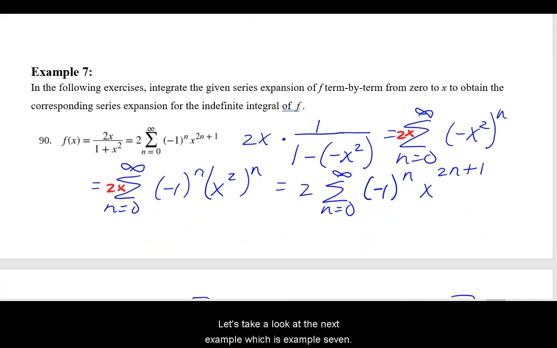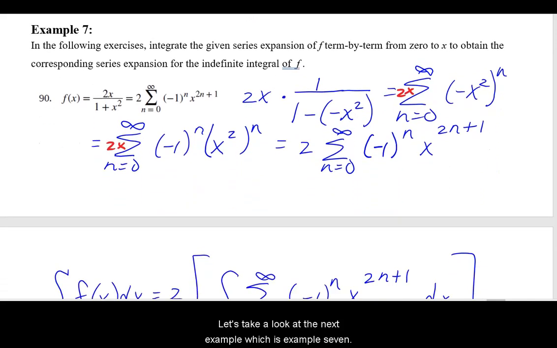Let's take a look at the next example, which is example 7. In example 7, we are to integrate the given series term by term so that we can obtain the corresponding power series expansion for the indefinite integral. When we do this, we're given the function 2x over 1 plus x squared. We're told that it's equal to this power series formula.